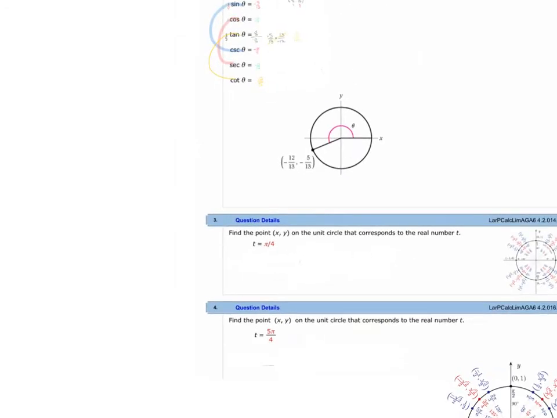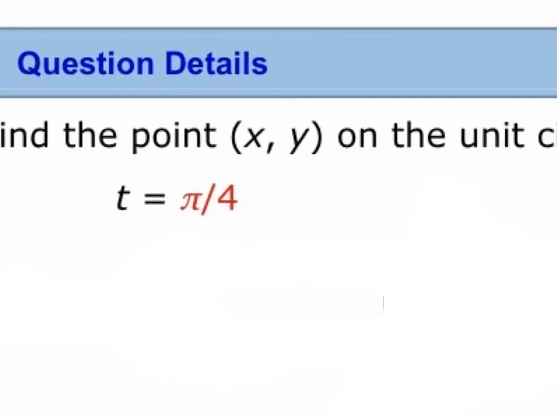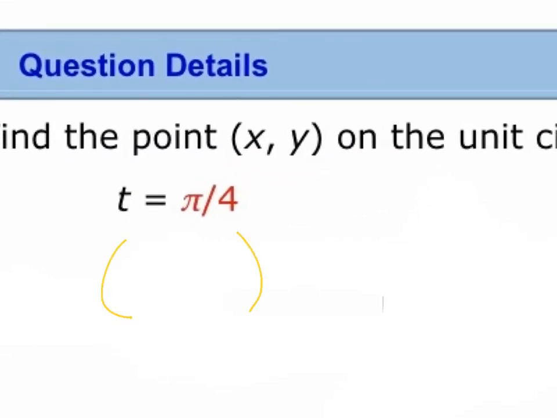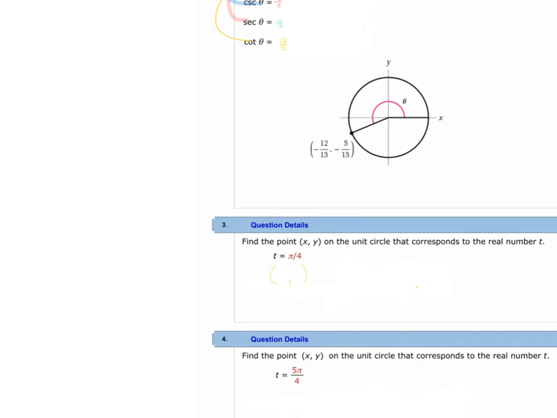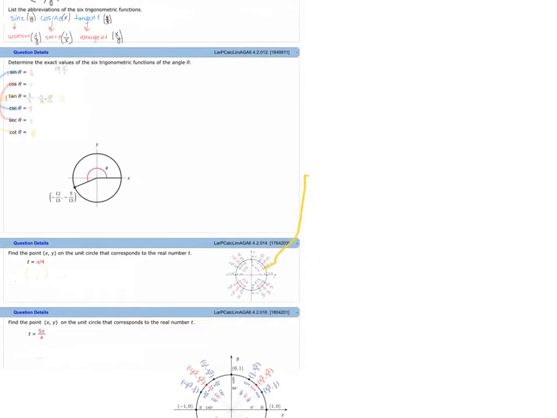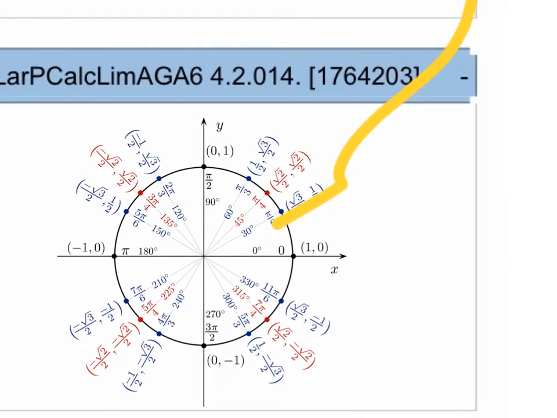Okay, so now we're just going to use the unit circle and answer these questions. This first question says, what is the ordered pair for pi over 4? So go to your unit circle. Find pi over 4. What is the ordered pair for pi over 4?